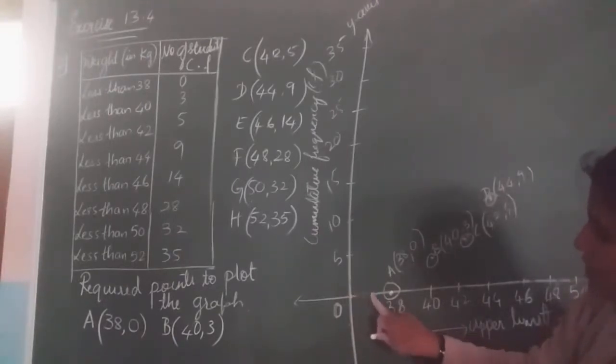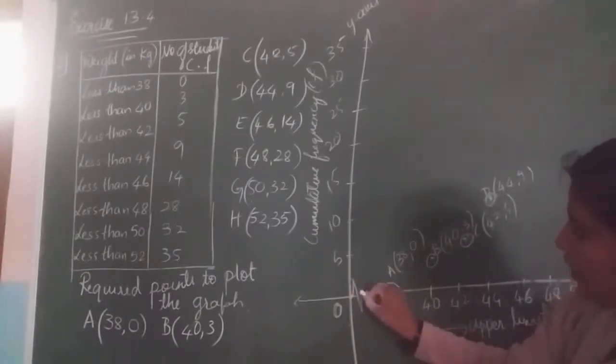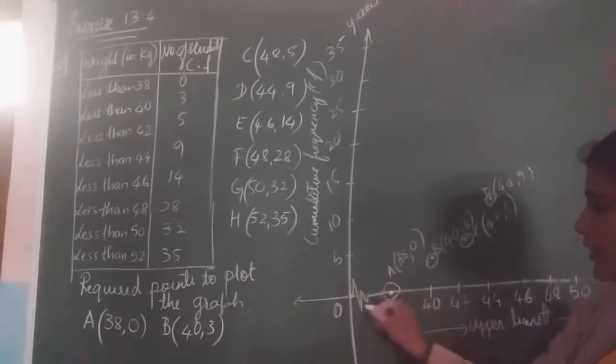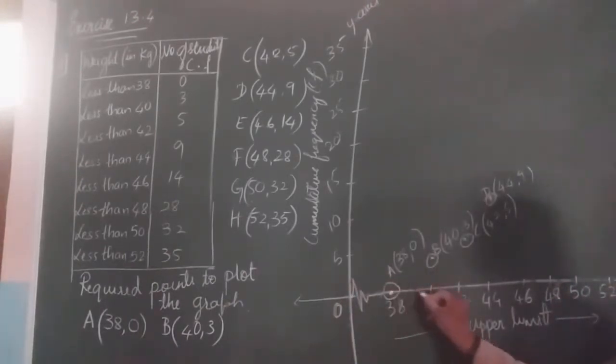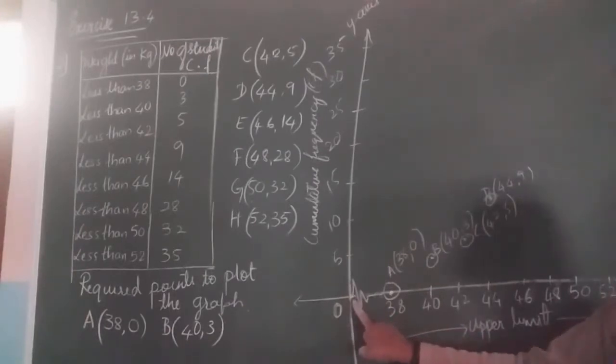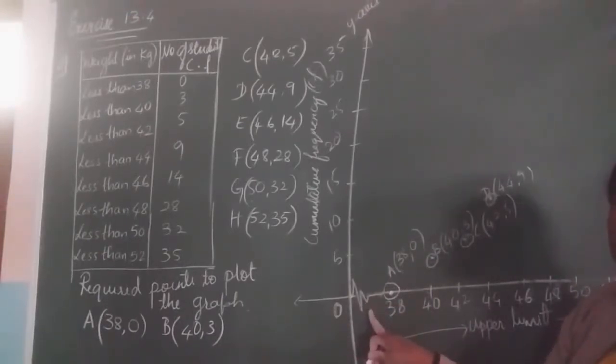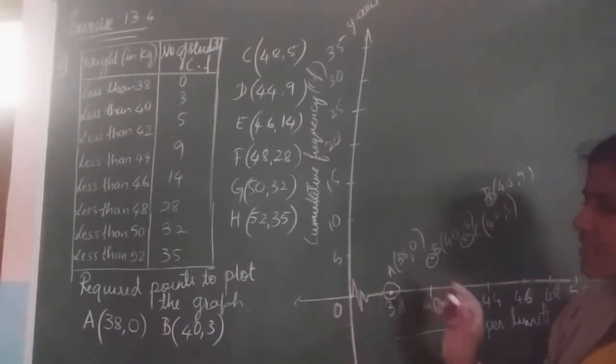Now we have to break this line because we have directly jumped from 0 to 38. There are gaps here: 38, 39, 40, 41, 42, like this there are continuous gaps. But here it has directly taken 38. So from 0 to 38, for that purpose we have to break the line. We have to put the zigzag line.